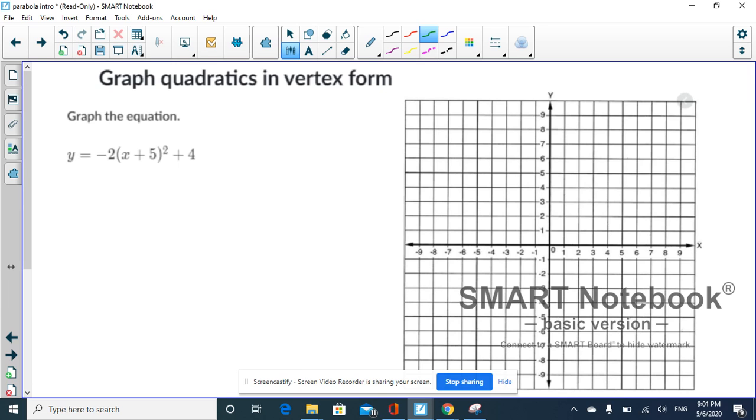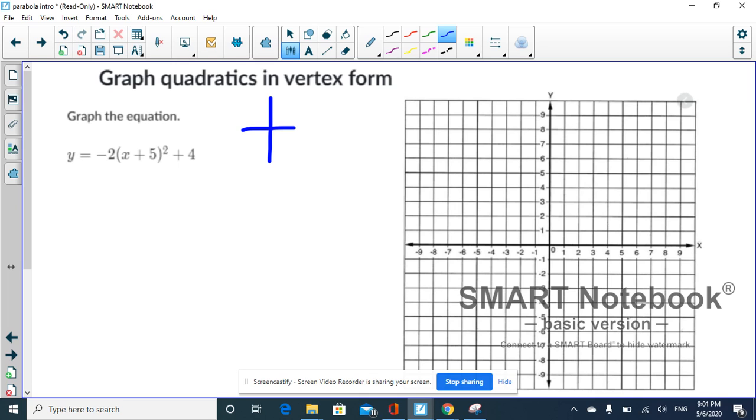If we have this equation here, y equals -2 multiplied by x plus 5 squared plus 4, what is the vertex for this equation or this parabola? This is quadratic because we have power 2. So all of you know that if we graph it, it will be a parabola. What do you think? Will it open up or down?